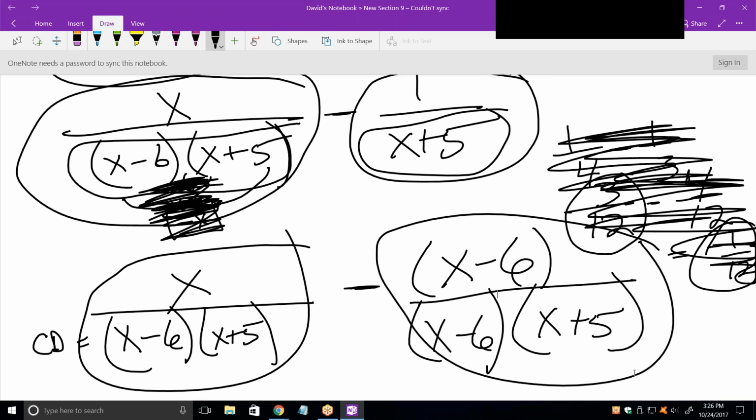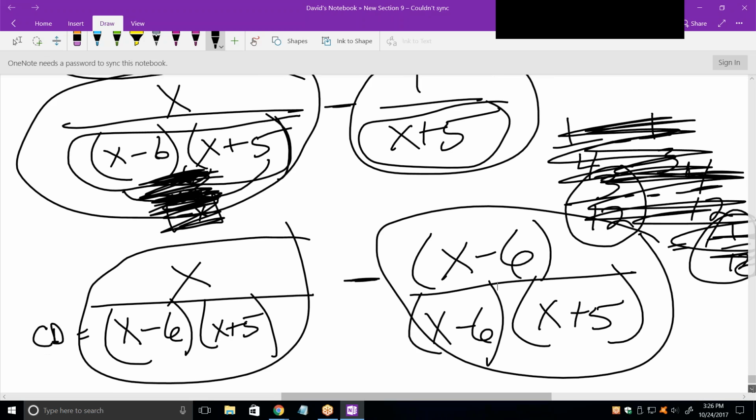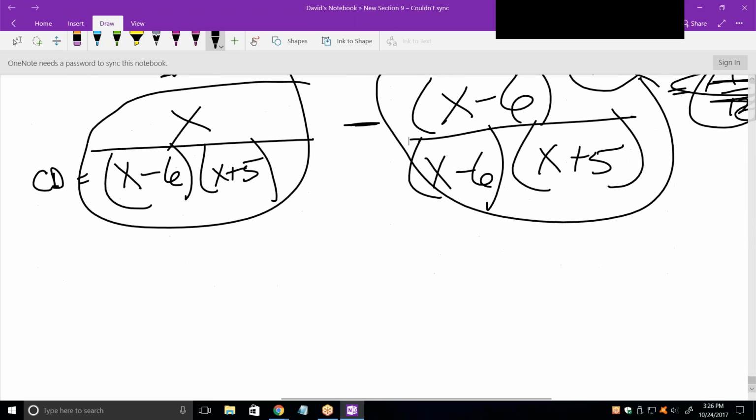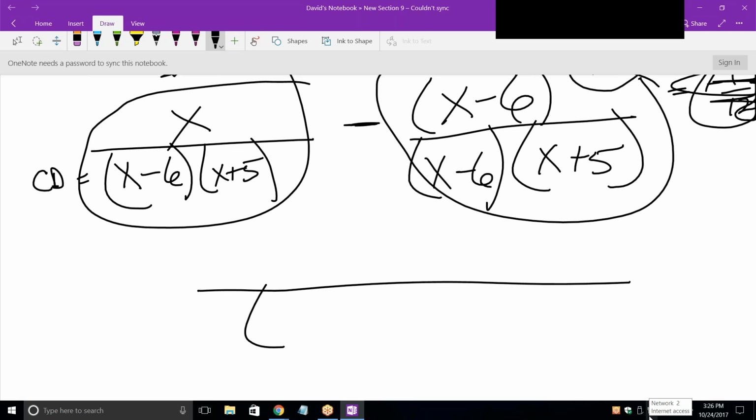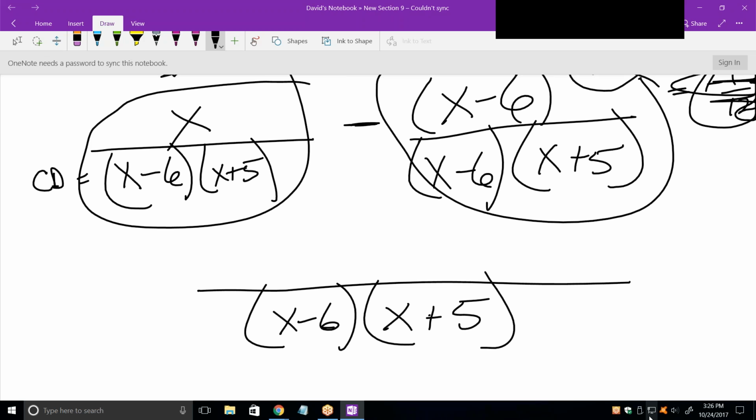Okay. Now we have a common denominator. Now that we have a common denominator, we can operate on the numerators. So my common denominator, I don't want to multiply these together. Always leave these unmultiplied. Like that. What's the top become?